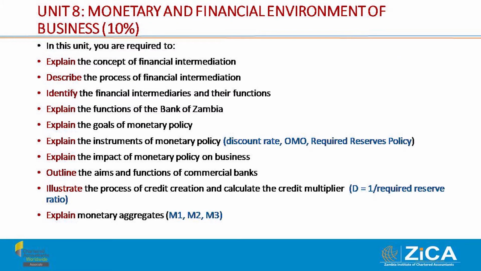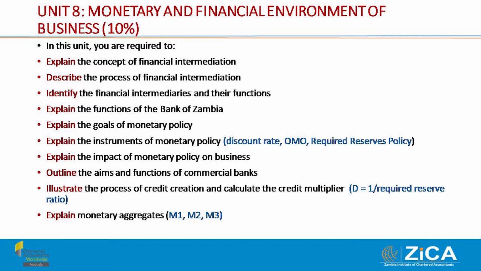We move on to Unit 8, which deals with the monetary and financial environment of the business, which carries 10%. What we are required here to understand are issues to do with the financial intermediaries. What are the roles of financial intermediaries? What are the functions of the commercial banks? What are the functions of the Bank of Zambia? And of course, understand the issues of monetary policy.